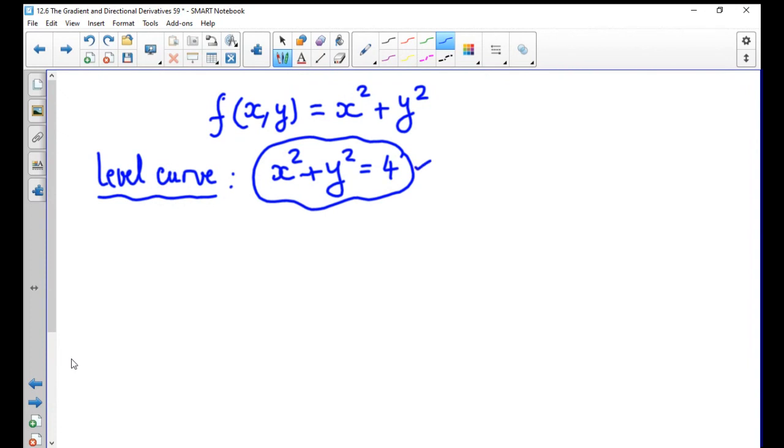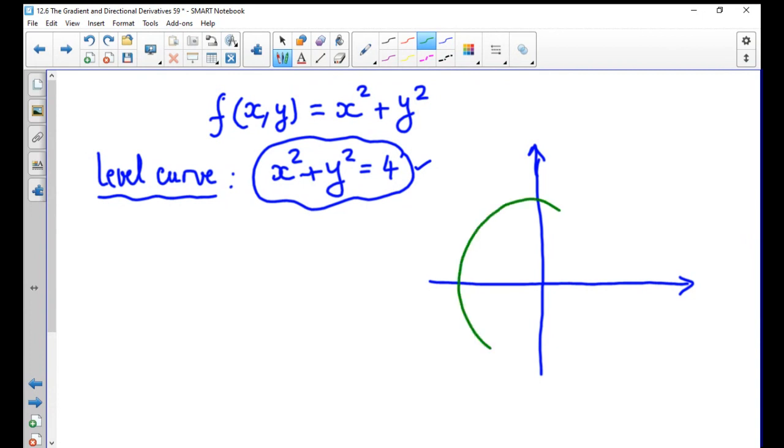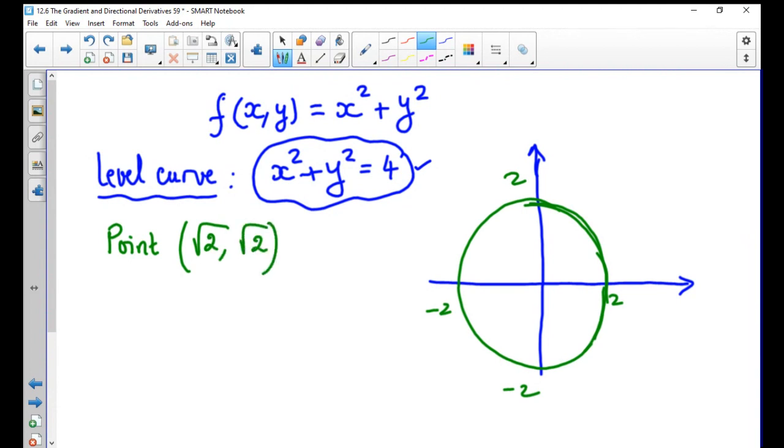What is this level curve? If I want to graph it, what is it? It's a circle, yeah? A circle centered at the origin, with a radius of, what's the radius of this circle? 2, yeah? 2, minus 2, like this. All right. Now, take a point on the circle. So, for example, I consider the point (square root of 2, square root of 2), which is on the circle. It's somewhere here.